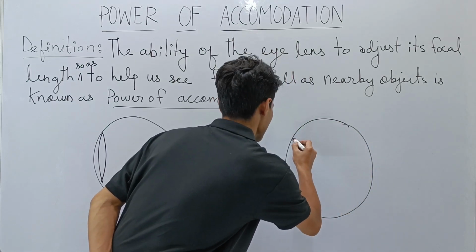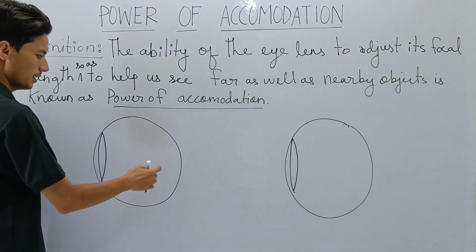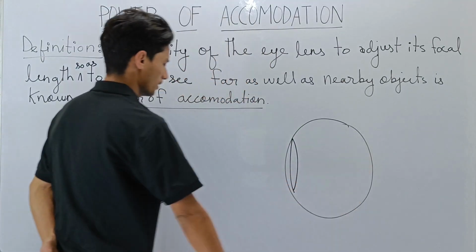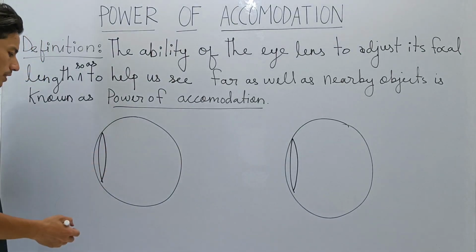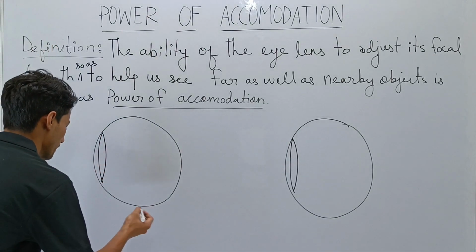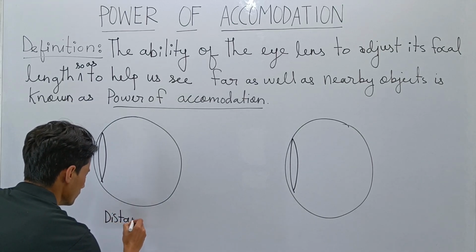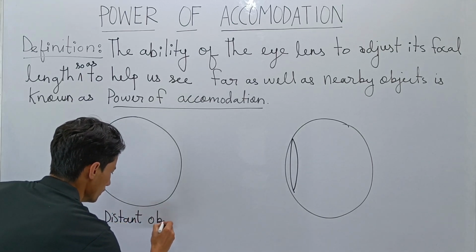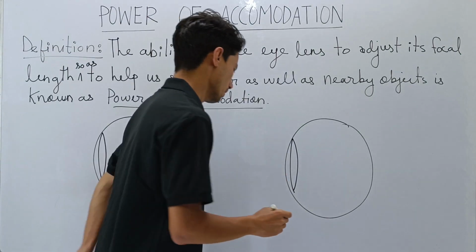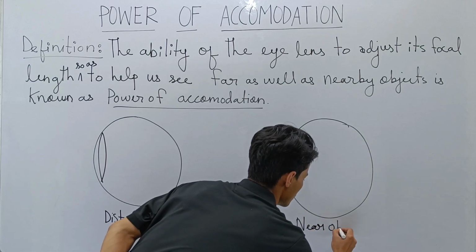Then lens, this is the lens. Okay, then this is the retina. It's not glass, this is the retina, and the retina will be here. Okay, now for the first one, it will be distant object. So when we are looking at distant object, this one will be for distant object. And the second figure will be for near object, when you are looking at near object.